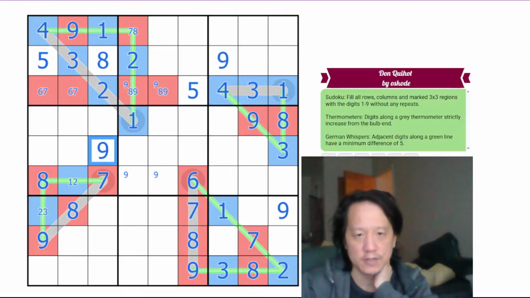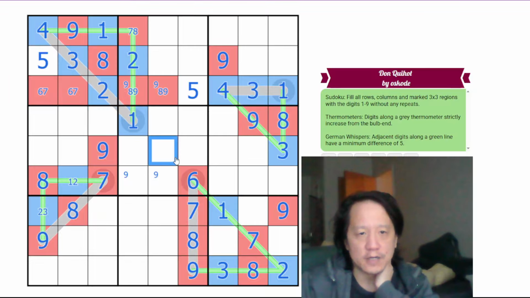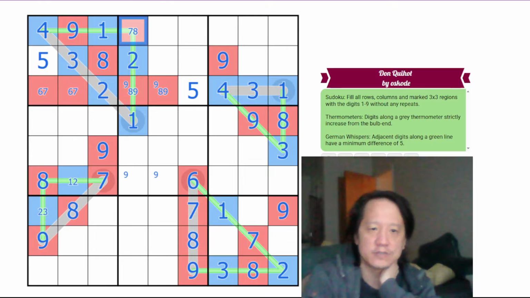This is obviously high. High, high. 8 is high. This is 8, 9 as a pair. 8, 9 eliminates 8 and 9 in the rest of the box. This can't be 8, so this is 7.